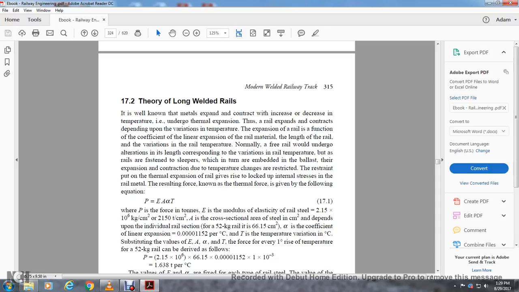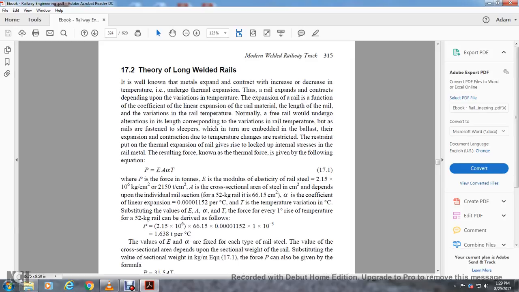A is the cross section of the steel in centimeter squared, which depends upon the individual rail; for a rail of 52 kilograms it is 66.515 centimeters squared. Alpha is the coefficient of linear expansion, 0.00000152 per Celsius degree, and t is the temperature in Celsius. Substituting the values of E, A, and alpha, the force for every 1 degree rise of temperature of a 52 kilogram rail can be derived as 1.638 tons per degree Celsius.